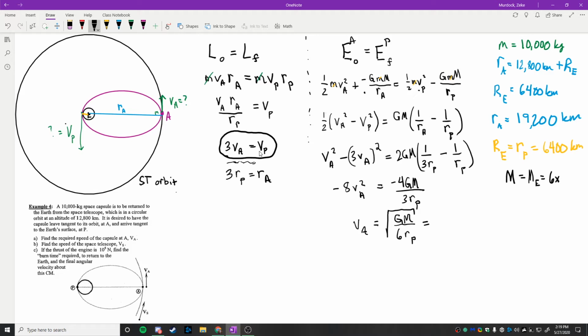Mass of the Earth is about 6 times 10 to the 24. Alright, so then we plug everything in here. We're going to get the square root. 6.67 is big G, times 10 to the -11, and that's in units of newtons times meters squared divided by kg squared. Mass of Earth is right above there, so it's 6 times 10 to the 24. That's all divided by 6 times RP, and RP is equal to 6,400 kilometers, so that would be 6.4 times 10 to the 6th.